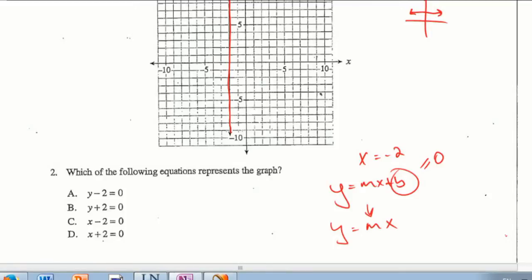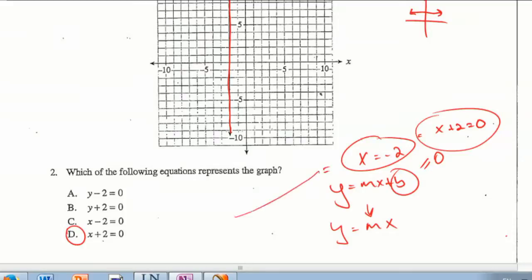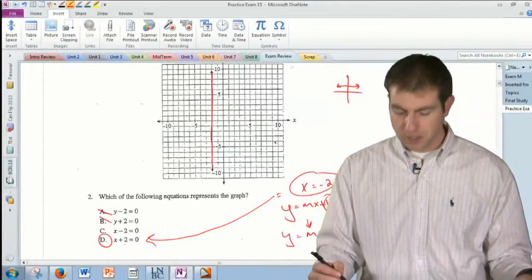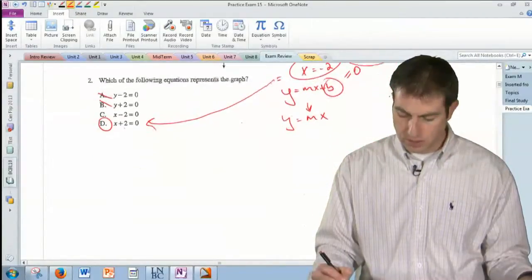I have x equals negative 2 as my line, my point. What I can do is say, okay, I'm just going to rearrange this. I'm going to get x plus 2 equals 0. And then from there I can see that that is letter D. So x plus 2 equals 0 is the same thing as x equals negative 2 is the same thing as D. So the first two here, these are both horizontal lines, and then the last two are vertical lines at x equals positive 2 and x equals negative 2. So, I mean, not terribly difficult, but kind of tricky, maybe a little bit. That's stuff we didn't spend a ton of time looking at.